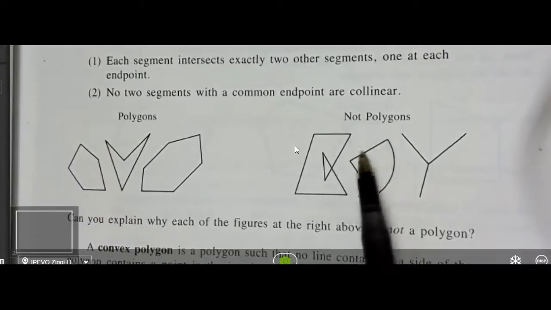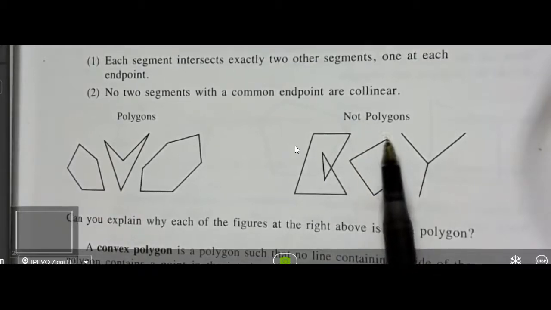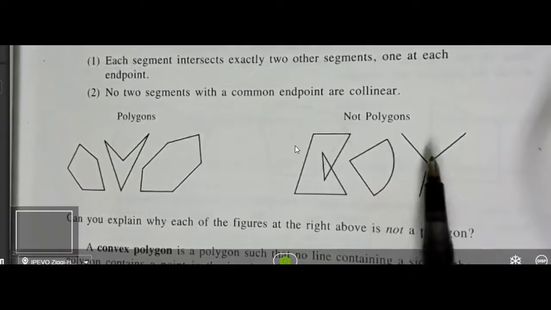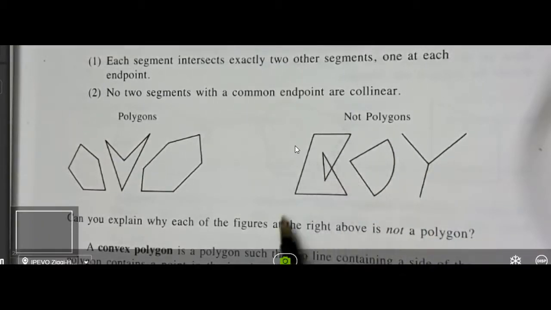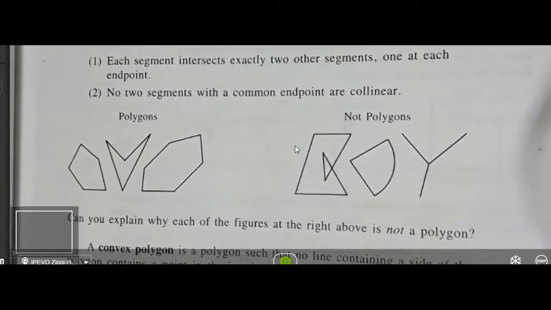So these ones are not polygons because this one is curved. This one is not closed. This one is crossed. Okay, so those are the things you look at to identify polygons.